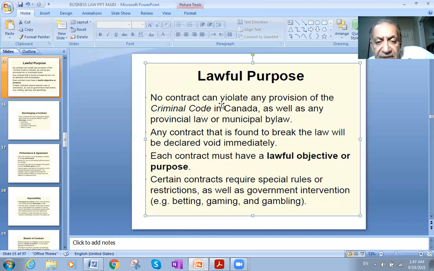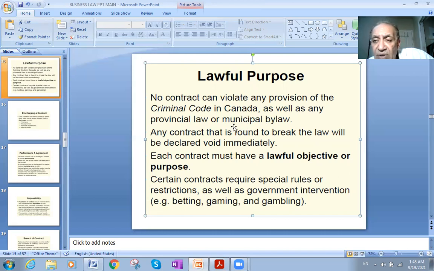No contract can violate any provision of the criminal code in Canada, as we'll come to see what we mean by the criminal code, as well as any provincial law or municipal bylaw. So a contract that breaches the criminal code or the federal law or any of the provincial laws or any municipal bylaw, like Toronto's municipal bylaw, is illegal and it is a void contract.